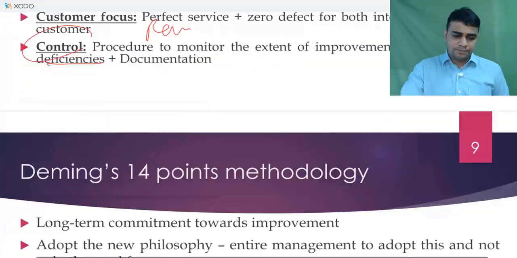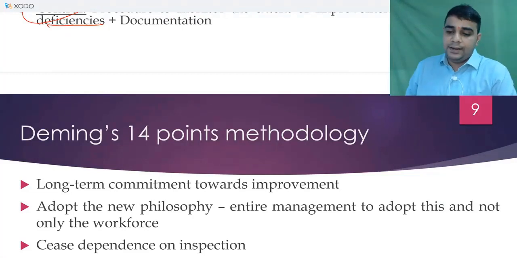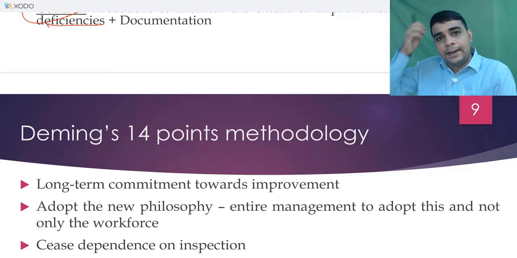Next point is Deming's 14 points methodology. I didn't expect ICA will end up asking questions on something like this. There was an exam question even on Deming's 14 points methodology. So theory is something I don't know from where it can get tested, so they may end up asking from anywhere. So this is basically 14 key points given by Deming.